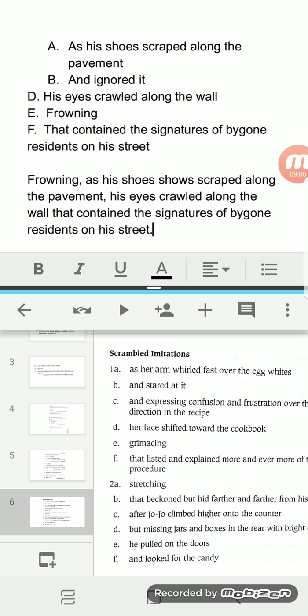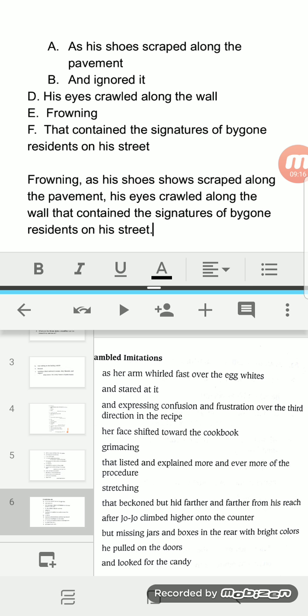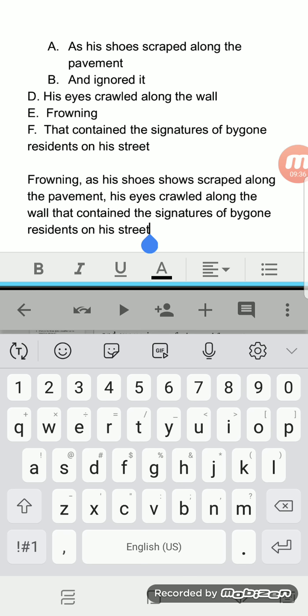All right? The original one would probably be something like grimacing and expressing confusion and frustration over the third direction in the recipe. Whoop! Her face shifted towards the cookbook that listed and explained more and ever more of the procedure, and stared at it. Whoop! Period. Oh, and ignored it. All right, anyways. So that's the basic idea of imitating.